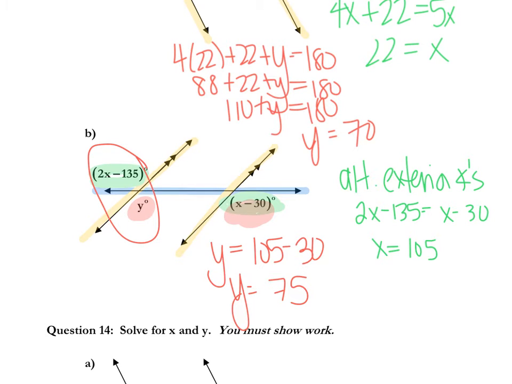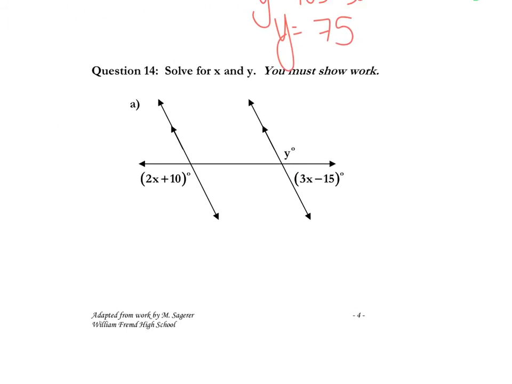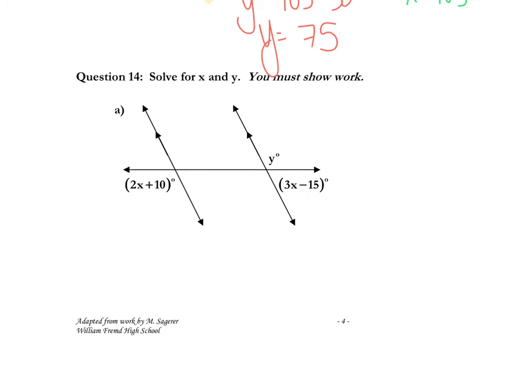All right, let's go ahead and do another example. Remember, the first thing you need to do is identify what type of angles you have. So this is the transversal. The transversal is the one that goes through both lines. And then these lines are parallel. How do we know that? Because of these arrows. So these are going to be same side exterior.